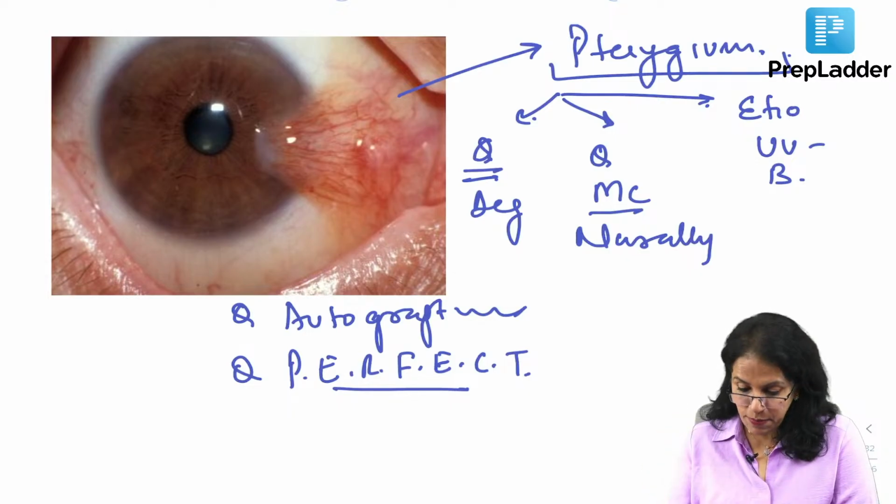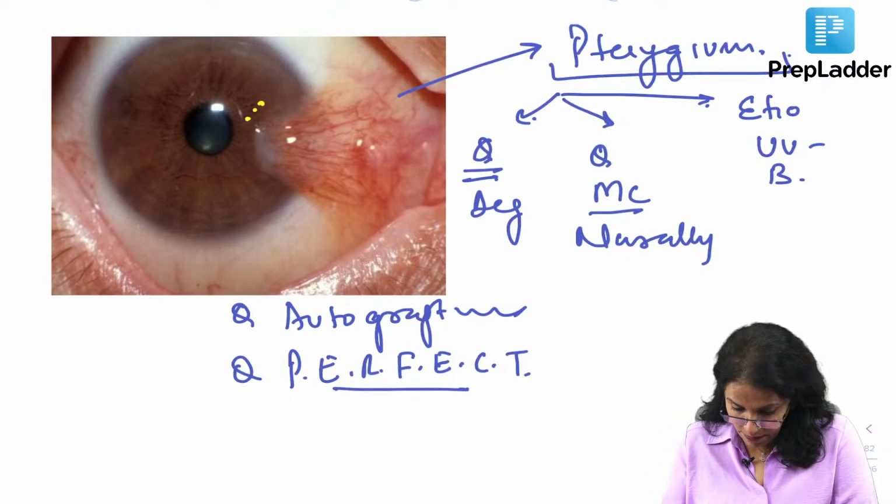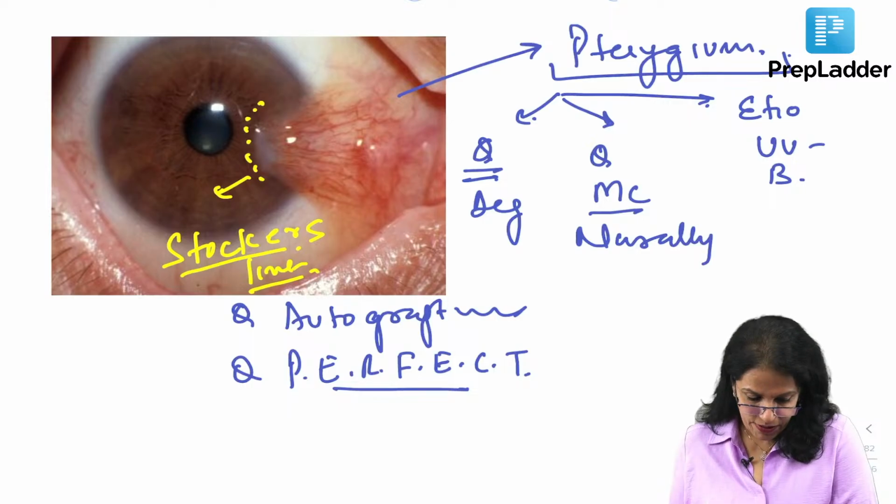Okay? And do you all remember the iron deposition which can happen in front of the head? What do we call this? Stocker's line. That's what we call it, isn't it? Stocker's line. Very good.